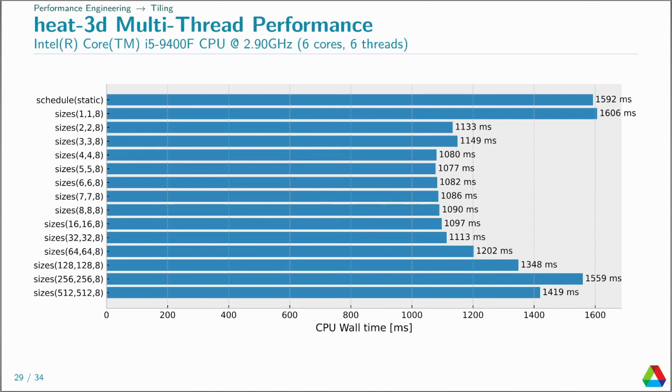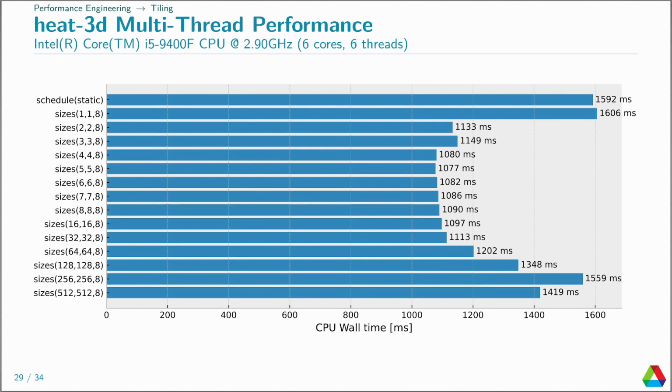So the results, what we get, is here. First, we have one with actually no tiling at all. We just apply static and the collapse 3. So there's just one stencil update per iteration, which executes in about 1.6 seconds. Then we apply a tiling by 1 by 1 by 8. It's a bit slower, but from then on, when we increase the tile size, we get faster until we reach a minimum of 1077 milliseconds with a 5 by 5 by 8 tile.